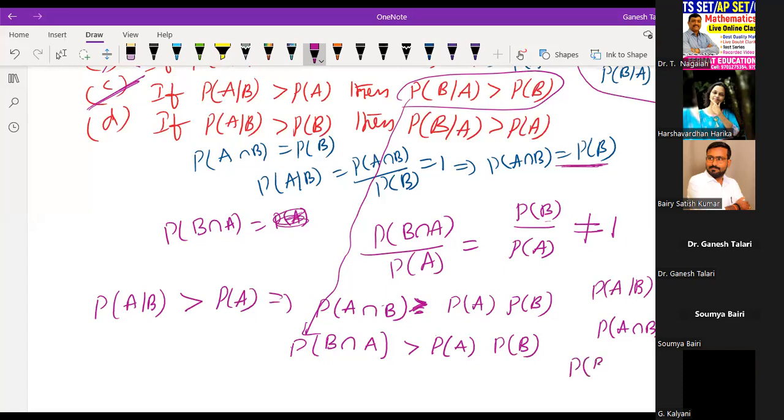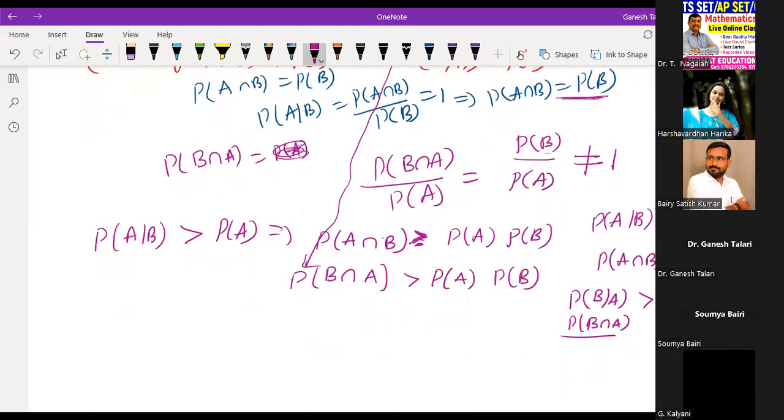Probability of B given A is greater than, it has been given, probability of A. B given A, can I write probability of B intersection A upon probability of A, which is greater than probability of A. So B intersection A is greater than probability of B, which is greater than probability of B whole square upon probability of A.